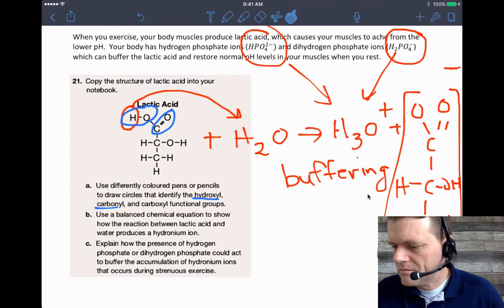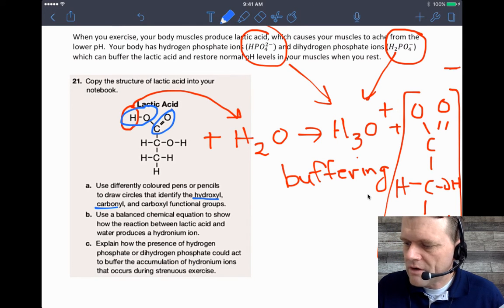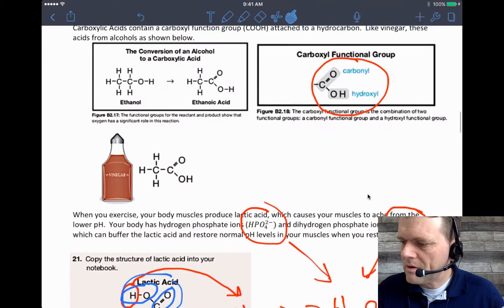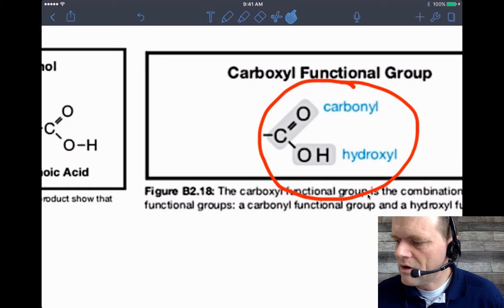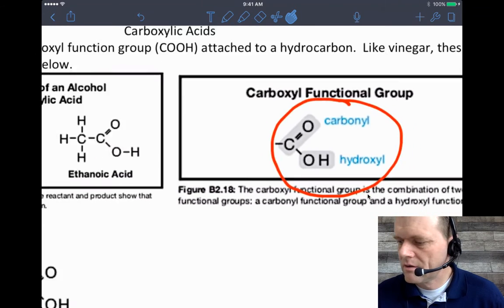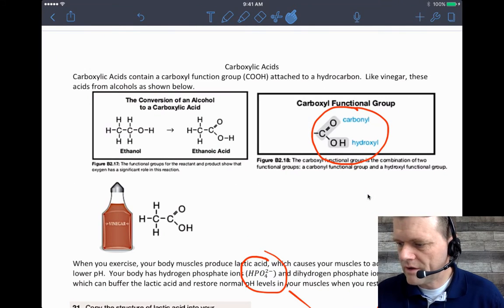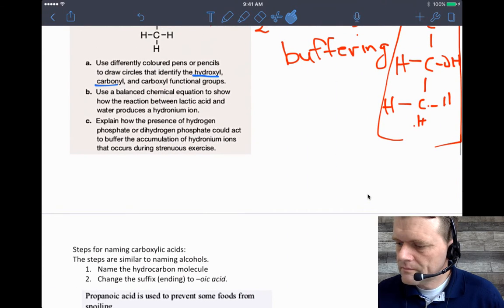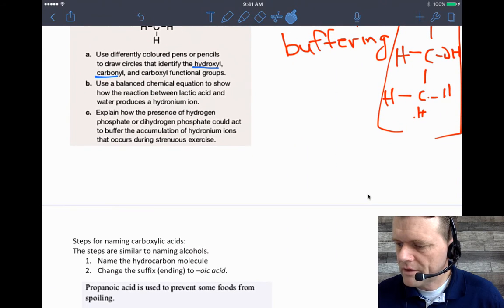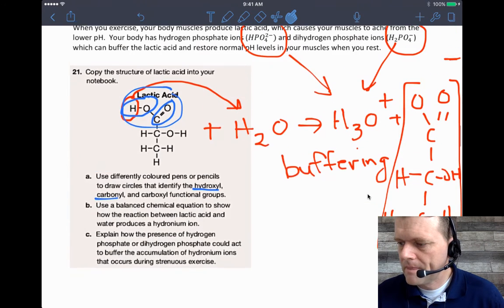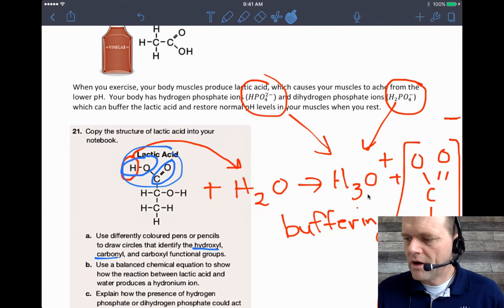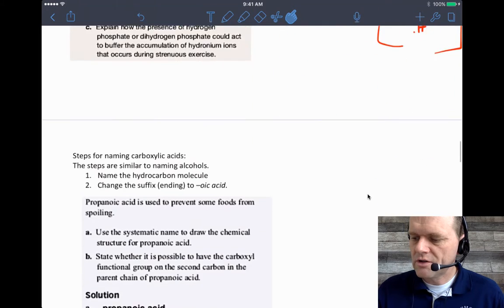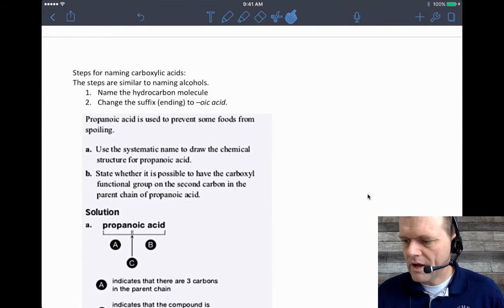So anyway, if you're trying to track all of that, that's really what it refers to back up here. So the carboxyl functional group, you're just looking for the COOH is what they're calling this carboxyl functional group. So I'm not too worried about B and C because we've already talked about how the presence of these hydrogen phosphate ions and dihydrogen phosphate ions actually helps to buffer the acid.